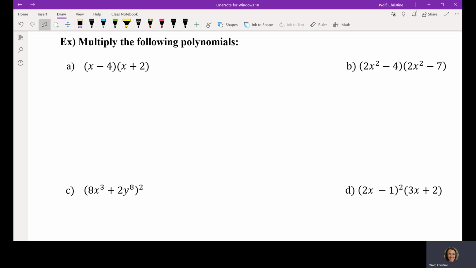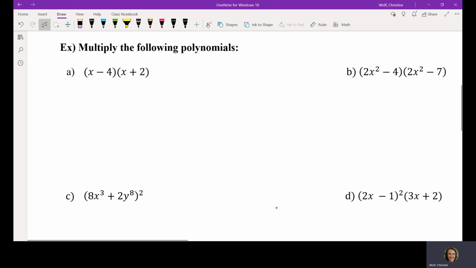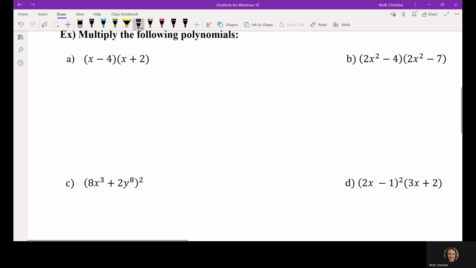So the way we do this is we take the first term in the first bracket, the x, and we multiply it to each term in the far bracket. And then we move on and we take the negative 4 and multiply the negative 4 to each term in the far bracket. So we're actually going to end up doing 4 multiplications.